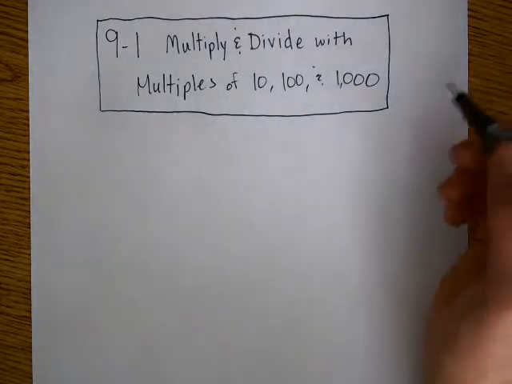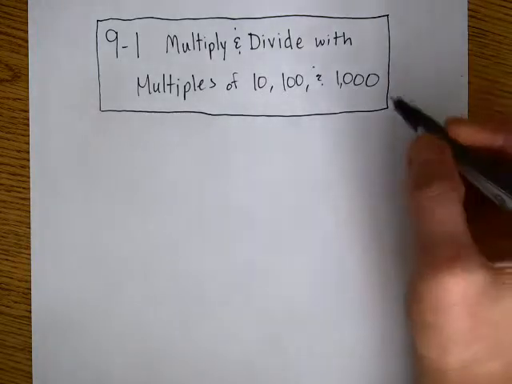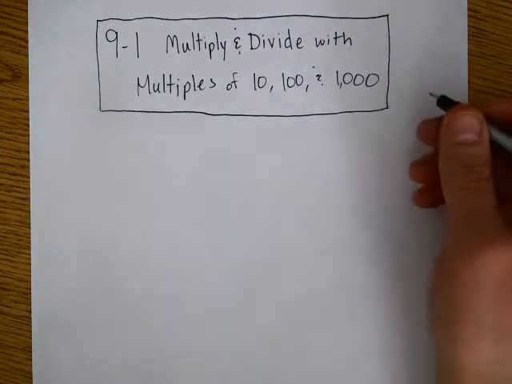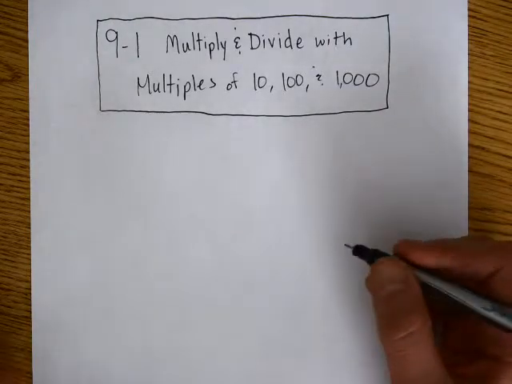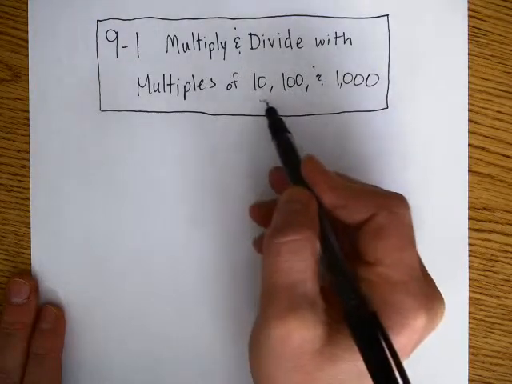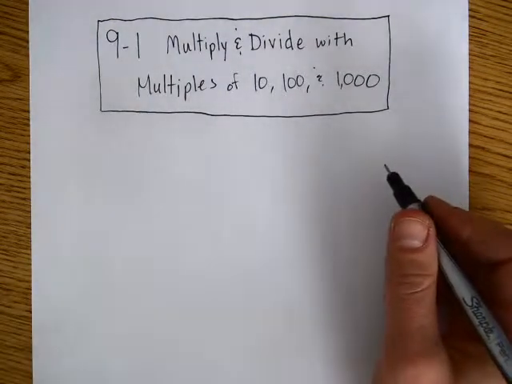This is lesson 9.1, multiply and divide with multiples of 10, 100, and 1000. The parent help video for grade 3 Everyday Math. So we want to get kids thinking about multiplying and dividing with multiples of 10, 100, and 1000. There are no new vocabulary words with this unit.